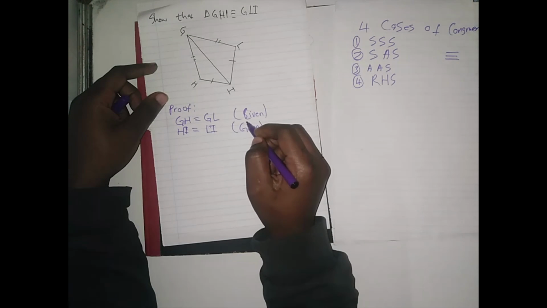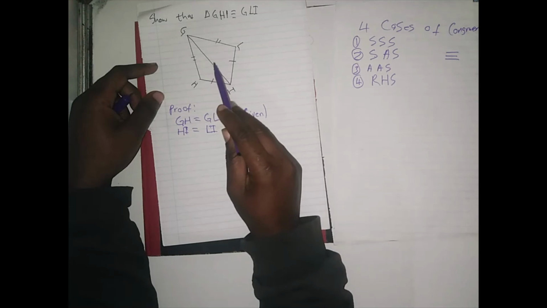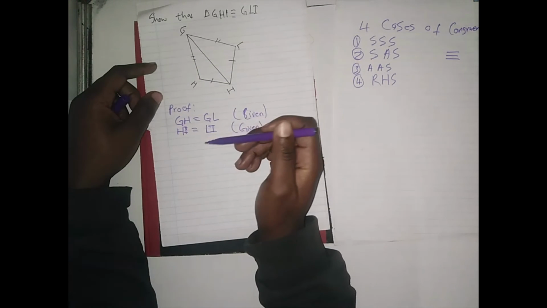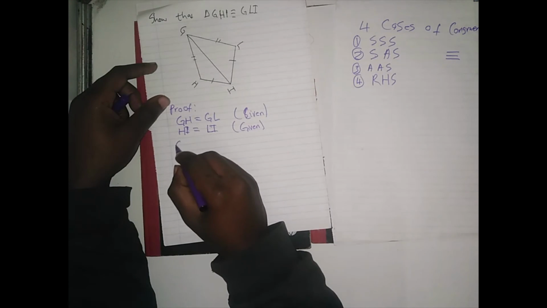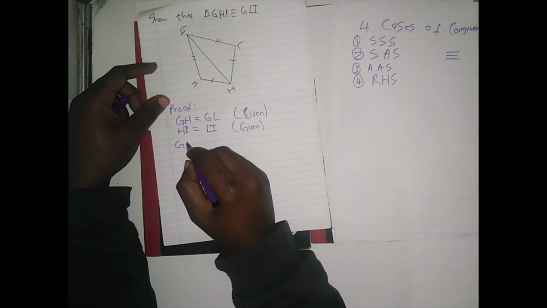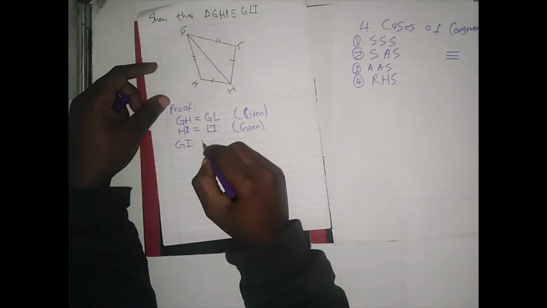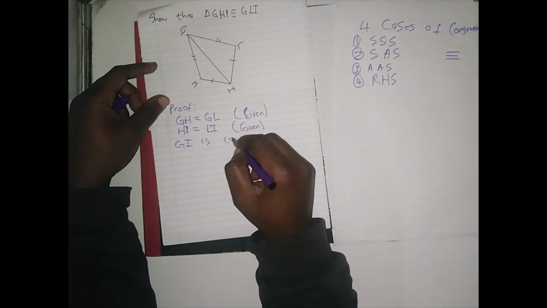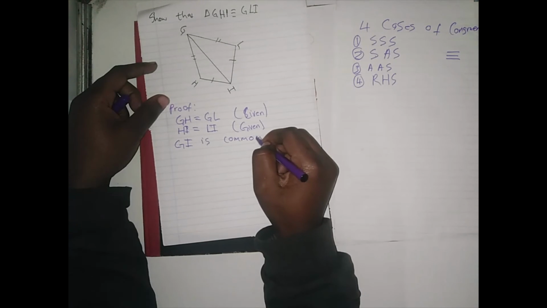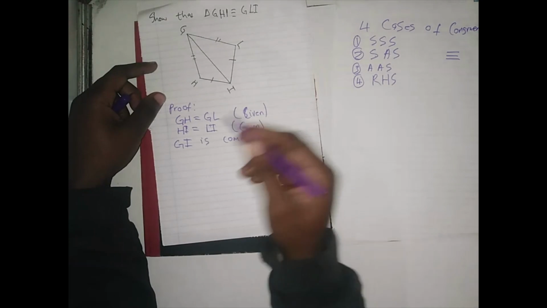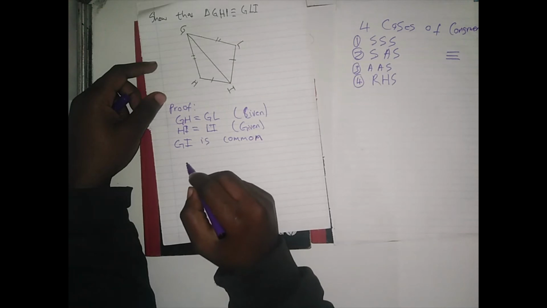Now I want you to look at these two triangles, this triangle and this triangle. They are sharing a side. Now which one is that? Not GH, it's GI. GI is common. So basically GI is equal to GI, but that's how we phrase it: GI is common.